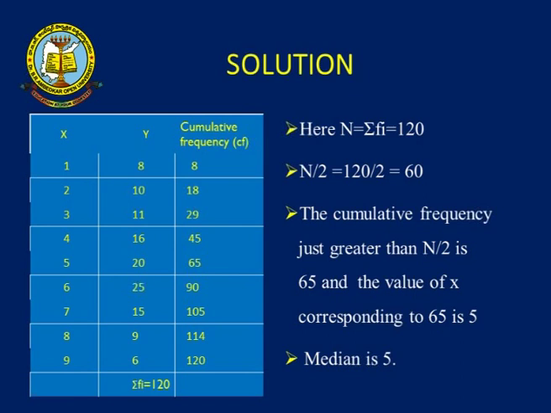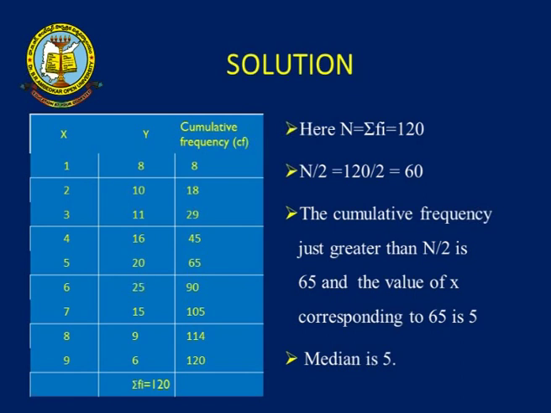Next, the solution. First of all, find the n value. The n value means the sum of the frequencies. x is the observations, and y means the frequency values: 8, 10, 11, 16, 20, 25, 15, 9, 6. Find the cumulative frequencies. First write the value 8 as it is. Next add to it: 8 plus 10 is 18. Next 11 plus 18 is 29. Next 29 plus 16 is 45. Next 45 plus 20 is 65. Next 65 plus 25 is 90. Next 90 plus 15 is 105. Next 105 plus 9 is 114, plus 6 is 120.